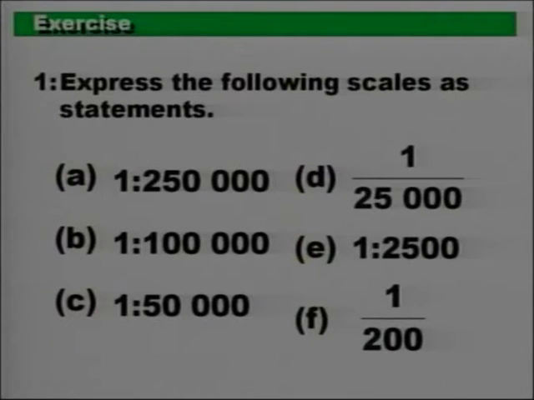You have a question? Did you hear my explanation? Okay. All you are doing is expressing those scales in a statement form. That means you have to put it in written form. Like I've explained earlier on, that 1 is supposed to represent the distance on the map. That 250,000 is supposed to represent the distance of the same unit on the ground.